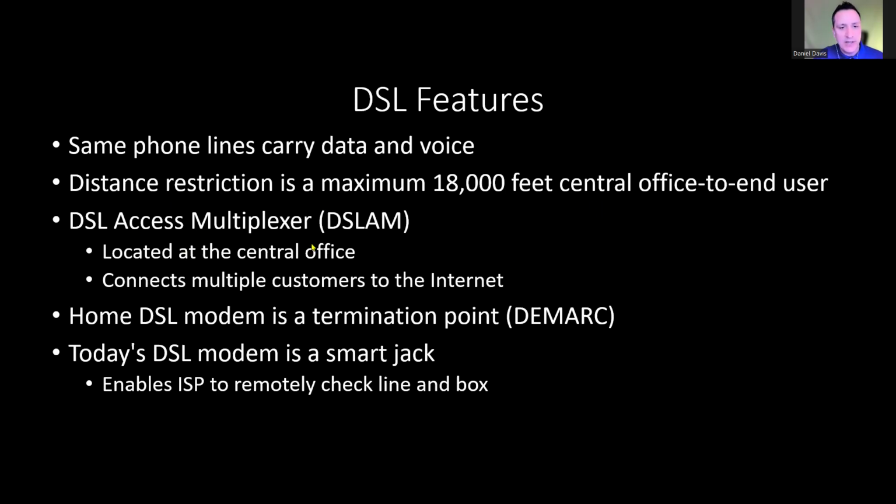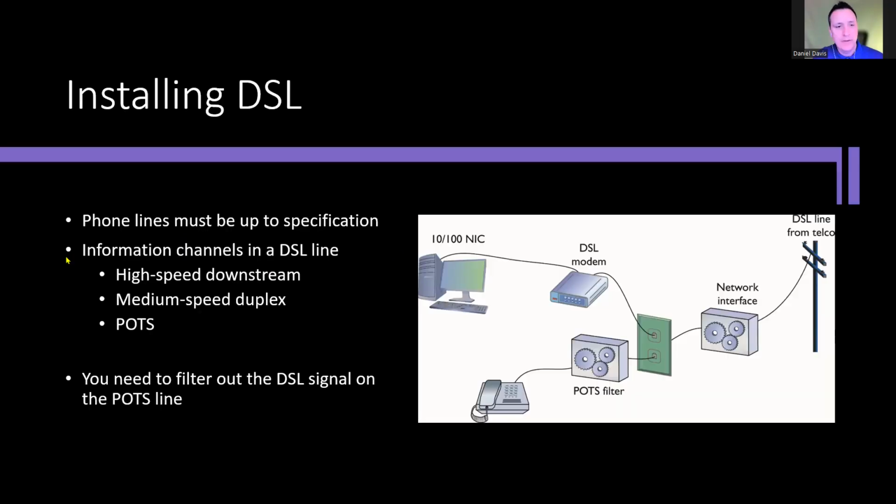The DSL access multiplexer, the DSLAM, located at the central office, connects multiple customers to the internet. There are 3 channels for the DSL line: a high-speed downstream line, a medium-speed duplex line, and a plain old telephone service line, POTS.